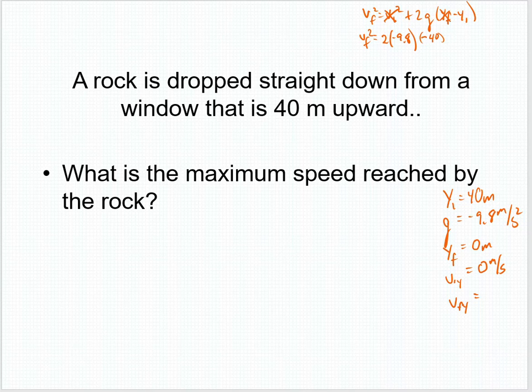So now I'm going to use my calculator a little bit here to simplify this. 2 times negative 9.8 times negative 40. And I get Vf squared equals 784. Take the square root of both sides, and we get a final velocity then of 28 meters per second. So what is the maximum speed reached by the rock? 28 meters per second.